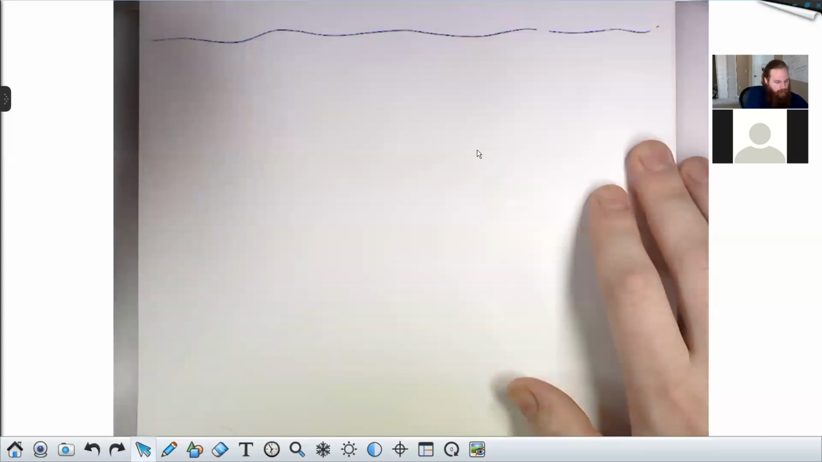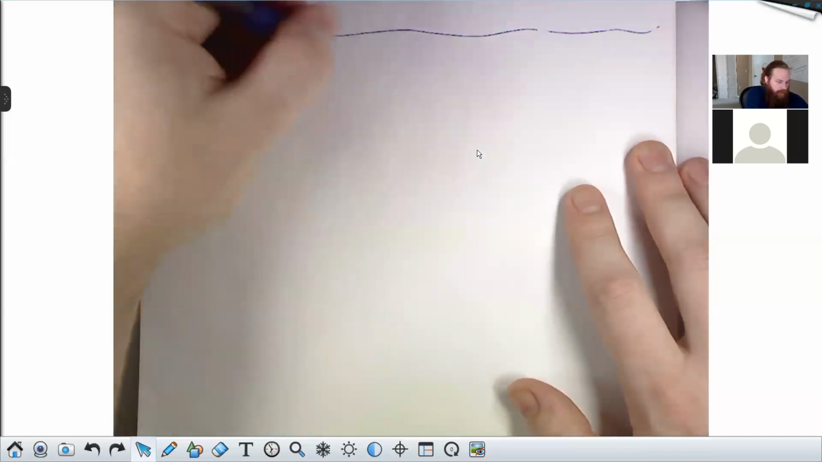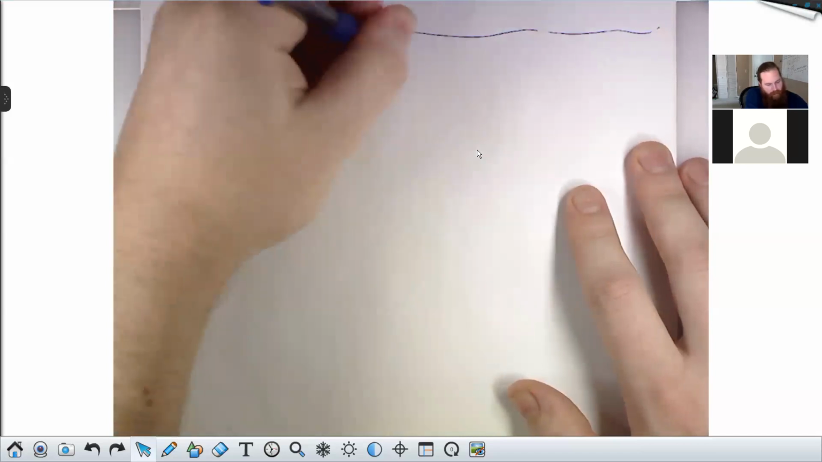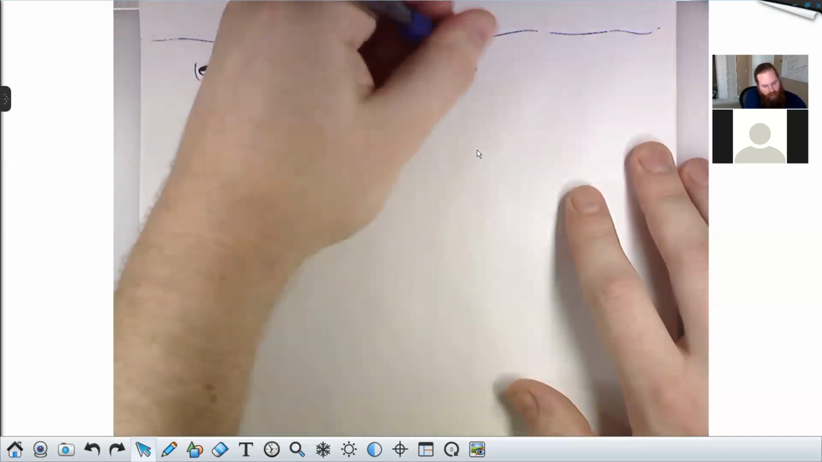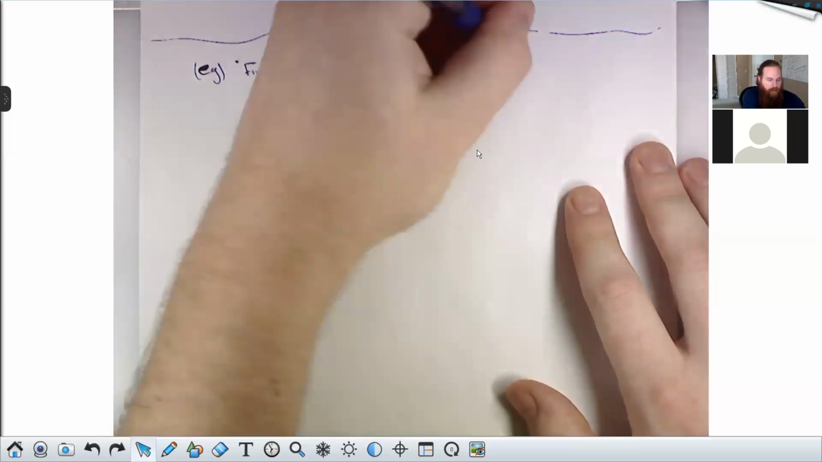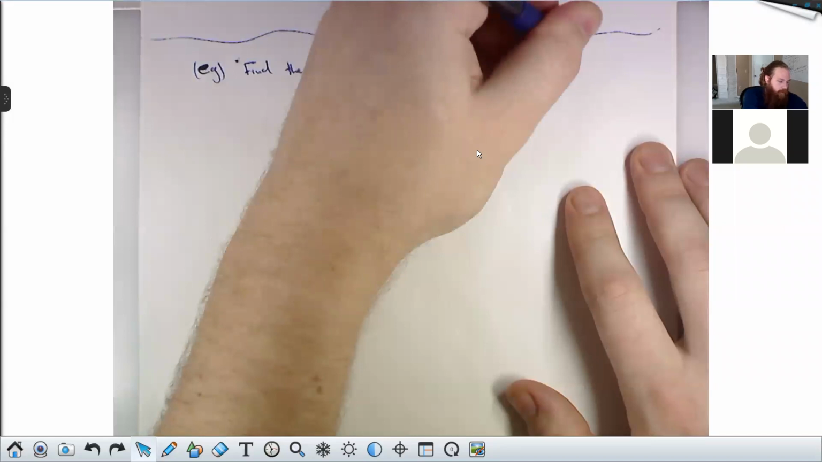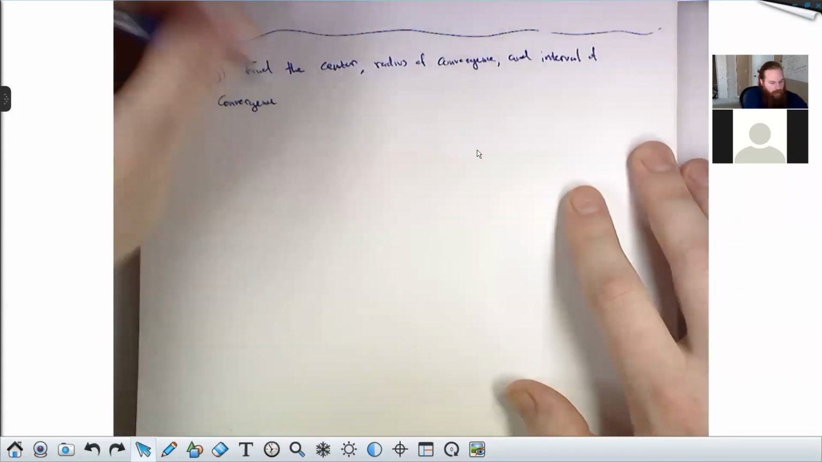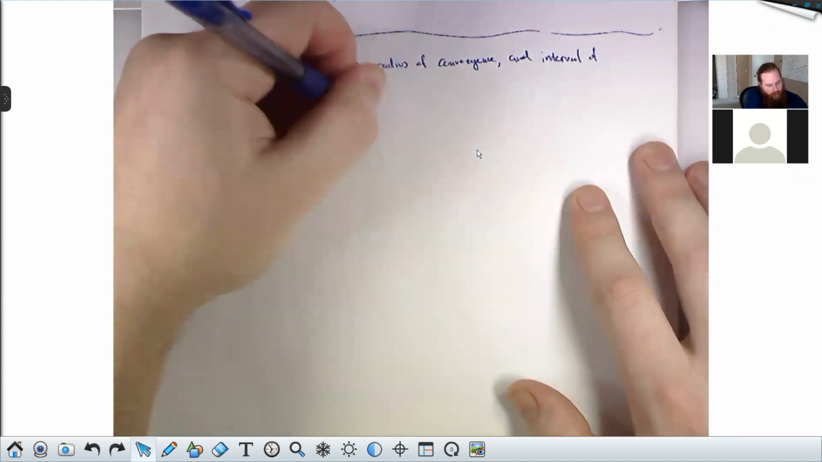So let's find the center, radius of convergence, and interval of convergence for the following power series.